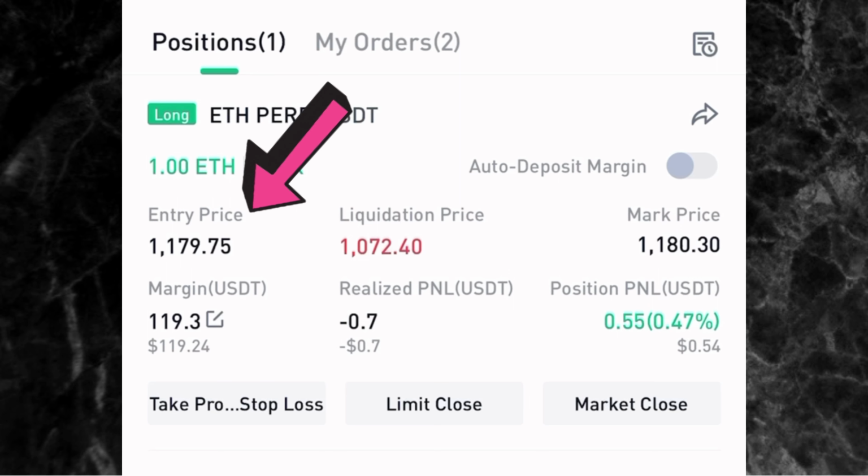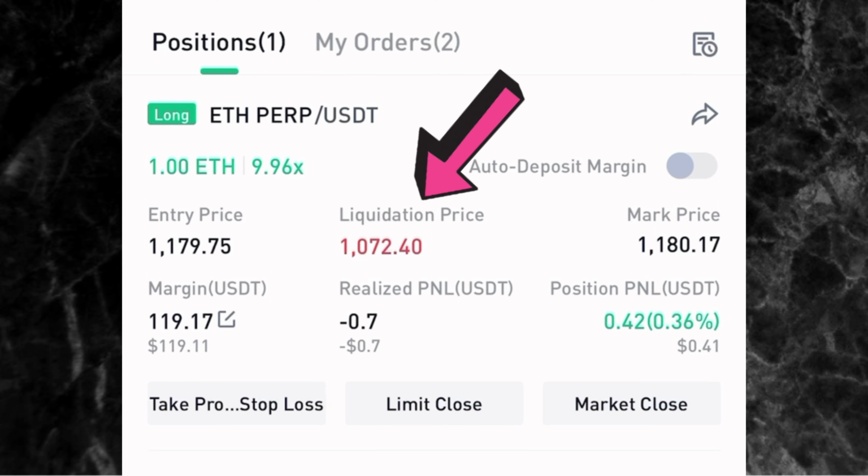Now, the first thing where you can see right here is your entry price. Your entry price is showing you the price at which you entered the market. So 1,179 USDT is the price at which you entered this trade. Now, the next thing you need to note is your liquidation price. Now, the liquidation price is 1,072 USDT. Now, liquidation price means that if this trade gets to this price, you are going to lose all your money. That is the meaning. You'll be losing all of your money. So you need to make sure that you always set your stop loss for this kind of trades.